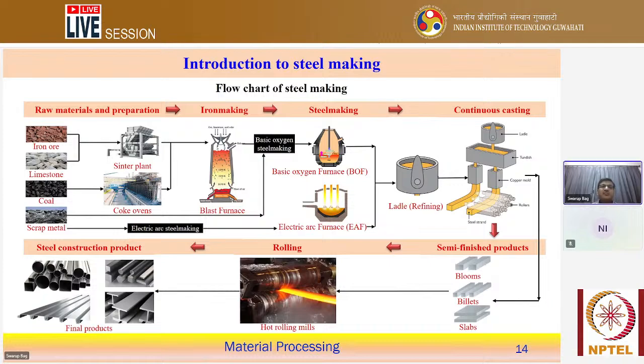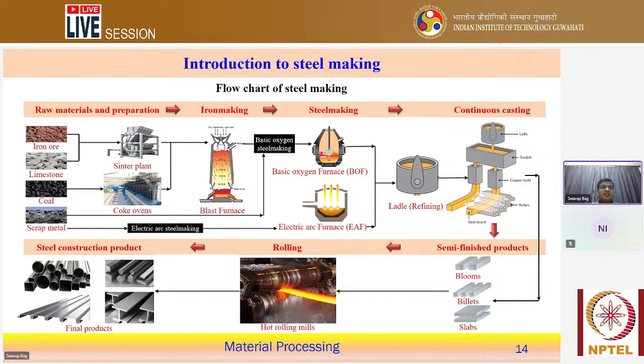In this case, we produce the iron. Iron is basically produced from the iron ore. All other unwanted elements from the iron ore are eliminated and we try to produce almost pure iron in the blast furnace. Once that is done, we can add scrap metal also, along with basic oxygen in the steel making. That can be done in the basic oxygen furnace, where the amount of oxygen is controlled.